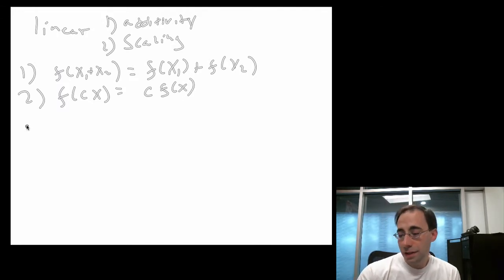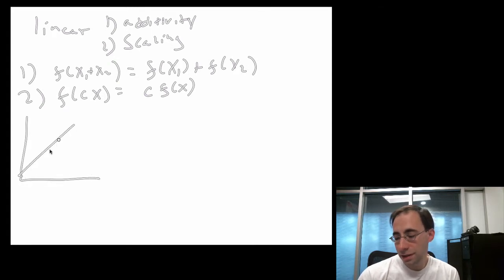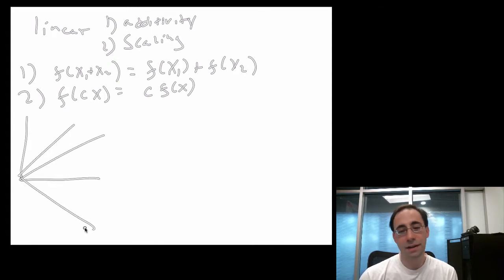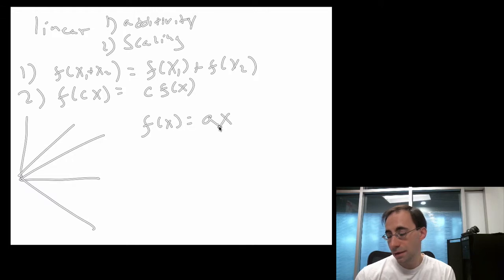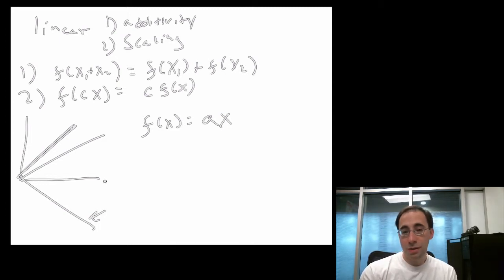A linear function looks like this, or like this, or like that. It's got to pass through 0, and it has to, for the reason of scaling, but it could have different slopes. So it looks like this, where a is some constant. If a is negative, it slopes downward. So this is a negative a. If a is positive, it slopes upward. If a is 0, it's just 0, a flat line. The bigger a is in magnitude, the steeper it slopes. A here is the slope of the line.